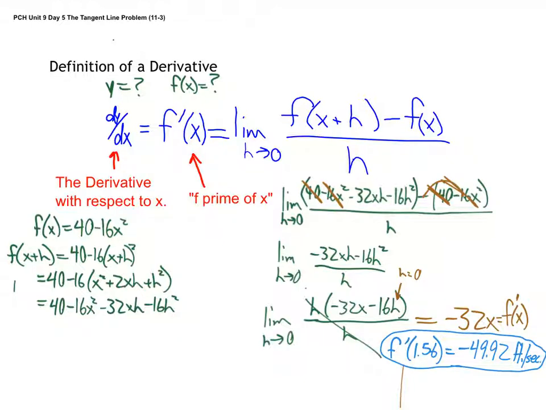And by the way, this doesn't just work for motion. This can work for any type of function modeling a situation. We can find the rate of change using a derivative. Okay? So that's our introduction to derivatives and a little bit of an exploration for you guys.